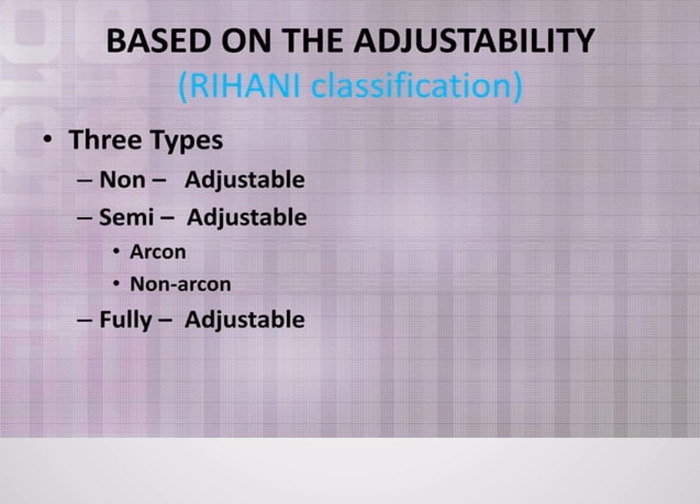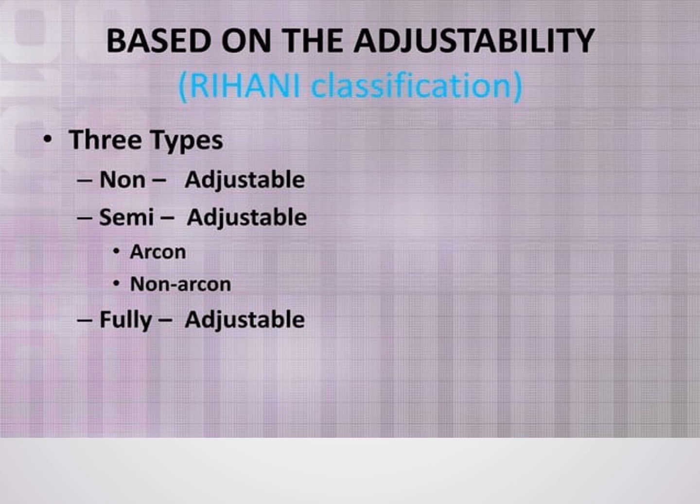Now, based on adjustability, it was given by Rayani in three types. One is non-adjustable, second is semi-adjustable, then the fully adjustable. Non-adjustable means no such movements are made possible with the compartments. Semi-adjustable, the Hanau articulator and the Dentatus articulator come under this. These articulators possess some amount of movement similar to the patient.